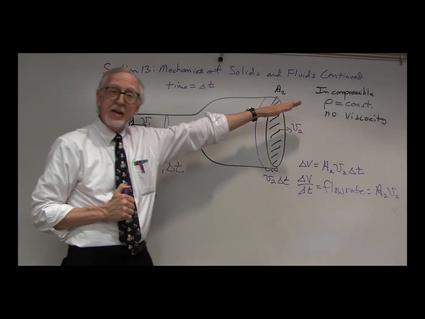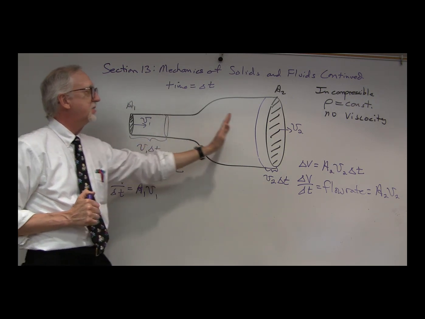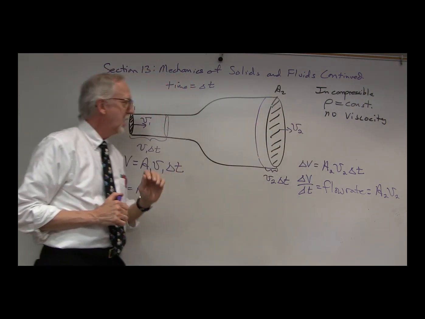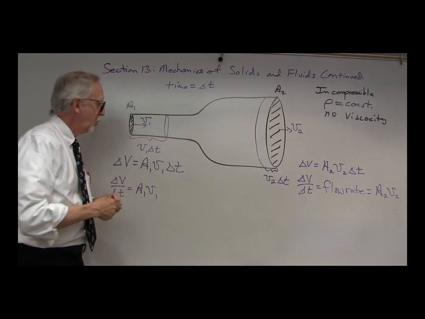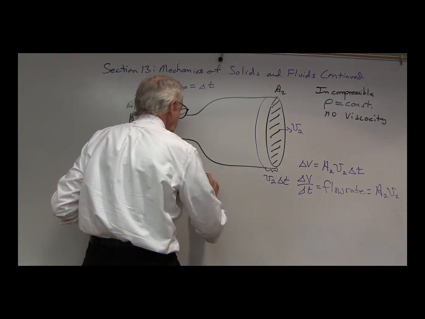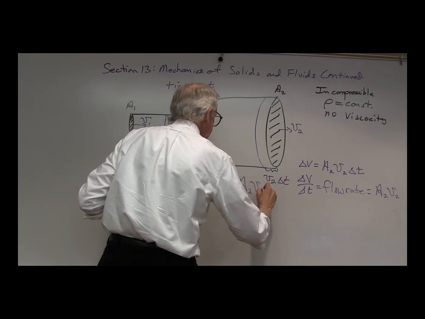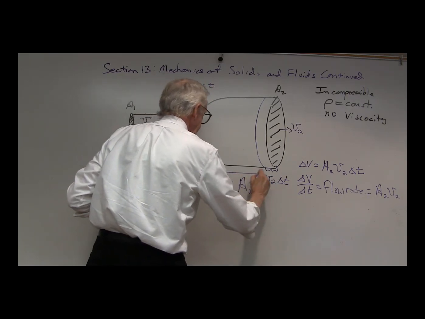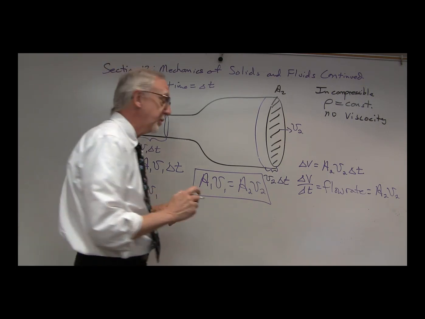Because we're assuming an incompressible fluid, whatever volume flows in here must flow out over here. Whatever time interval we have here is the same as the time interval over here. So we must have our flow rates equal to each other. In other words, A1 V1 must equal A2 V2. There we go. This is called the continuity equation.